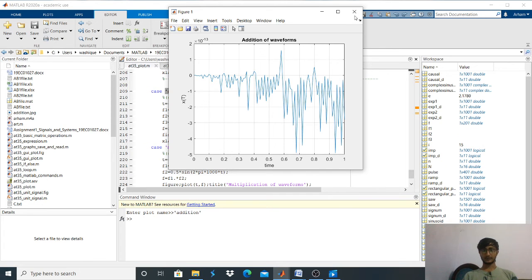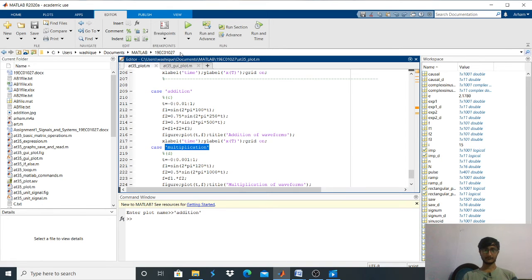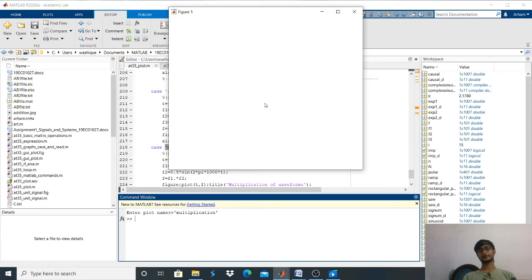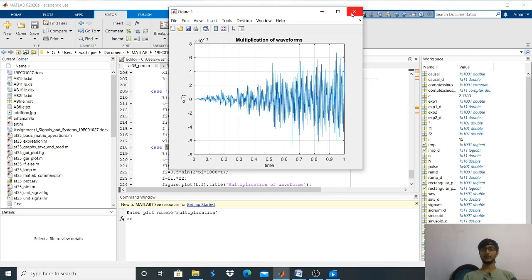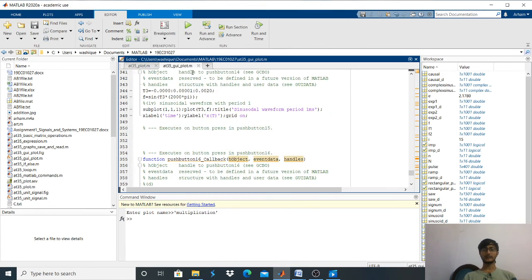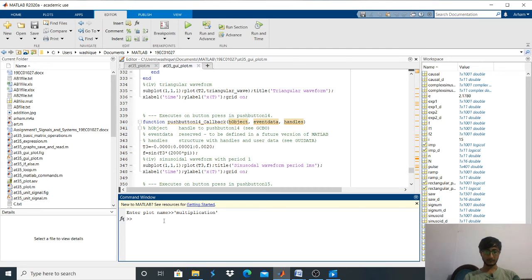This is the addition waveform. And then multiplication. So it is coming, the multiplication waveform is coming. See, this is the multiplication waveform. Okay, fine. So moving on to the last part of the question, which is to plot these graphs in GUI. GUI basically creates button-like things, and in the back end we are writing the programs of those graphs. So see how I have done it.